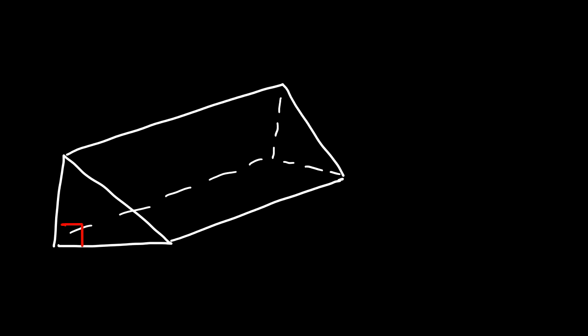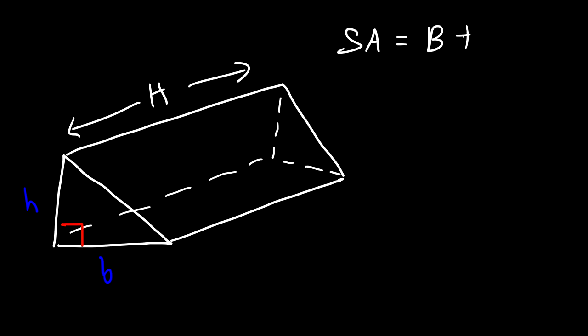Now keep in mind the formula can vary. This is the base, this is the height, and this is the height of the prism. The general formula is this: the surface area is the area of the base plus the lateral area. Now the area of the base is going to change depending on what type of triangle you have.